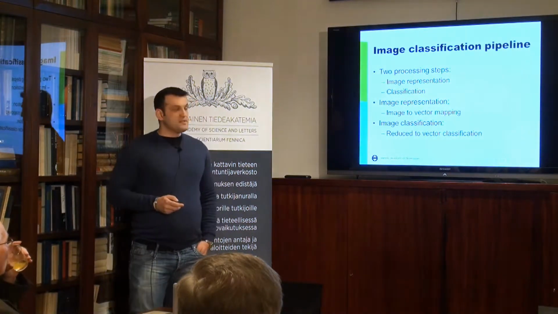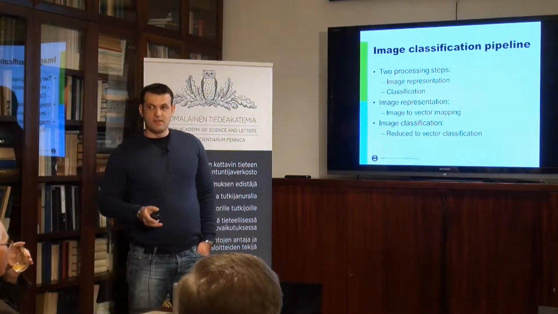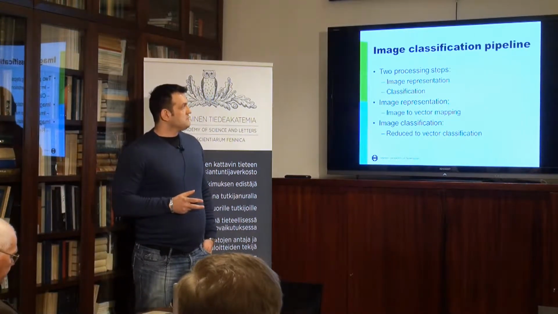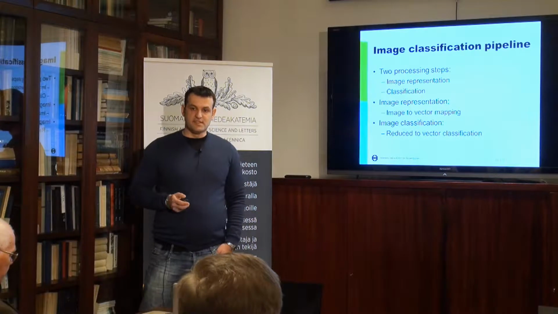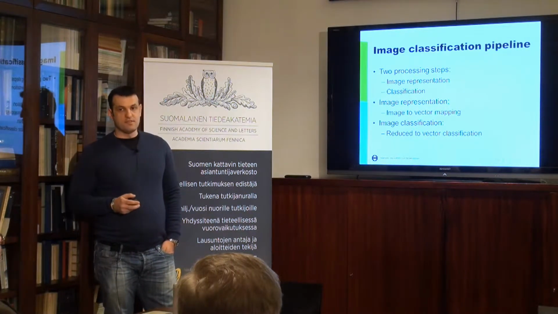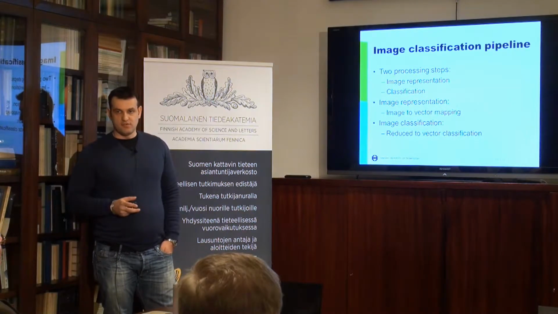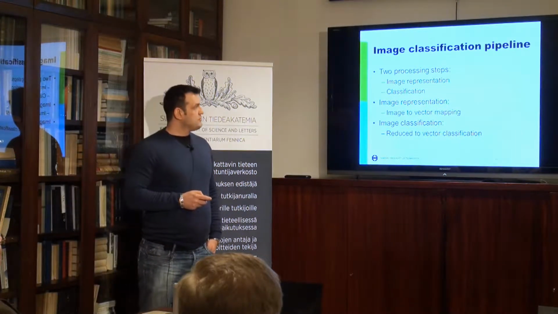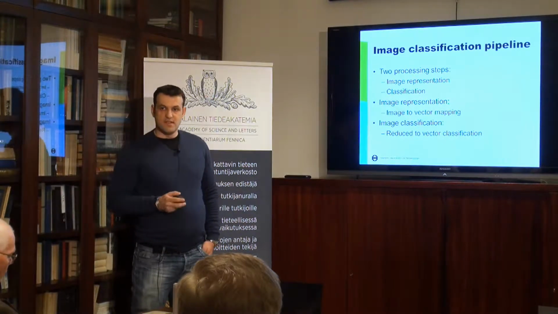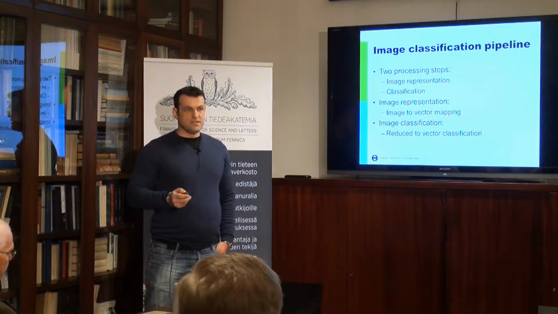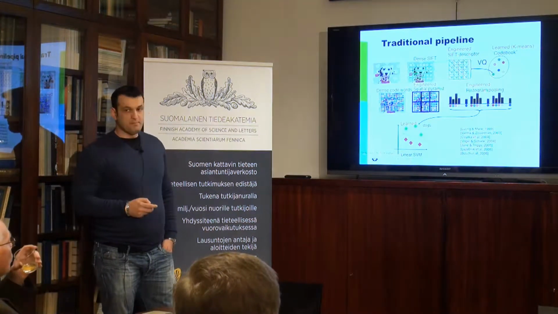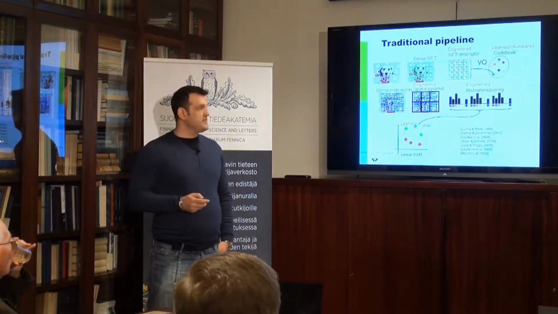We will start with image classification techniques. Most of the image classification techniques are formed by two processing steps. The first step is to represent the image using a vectorial representation usually, and afterwards we want to use this vectorial representation in order to classify the image in one of pre-decided classes. This is the traditional pipeline of image classification techniques.